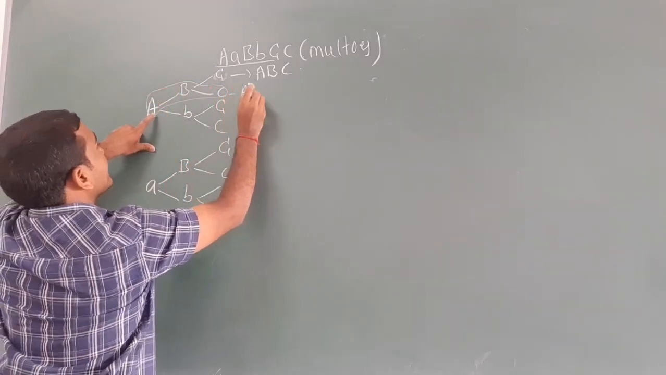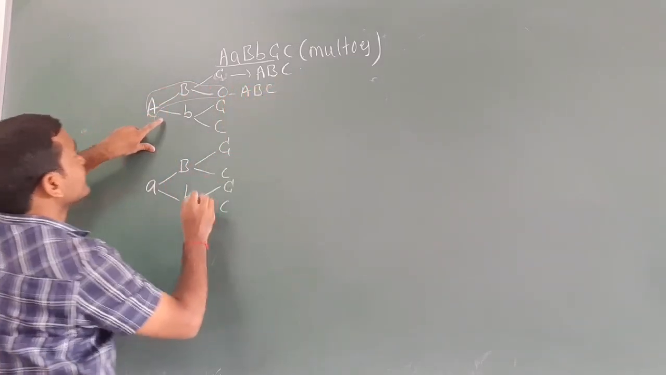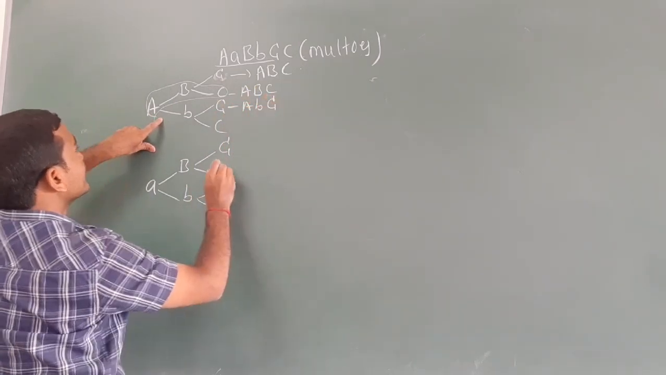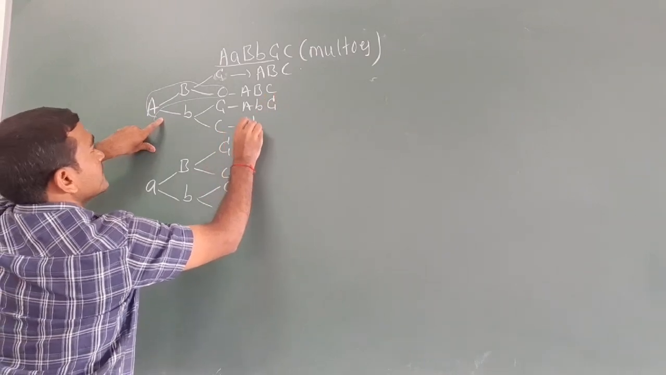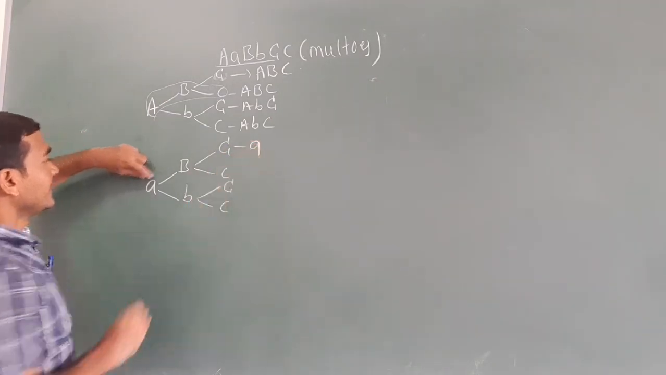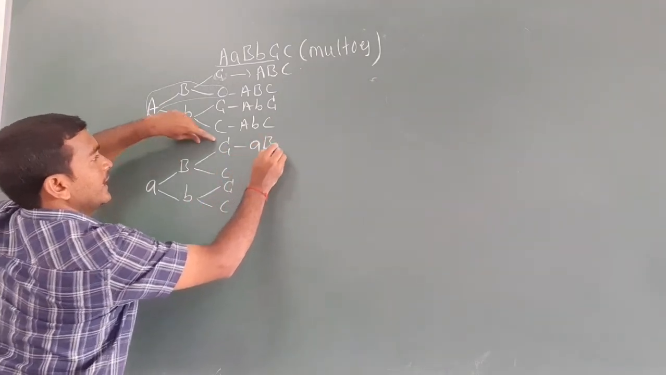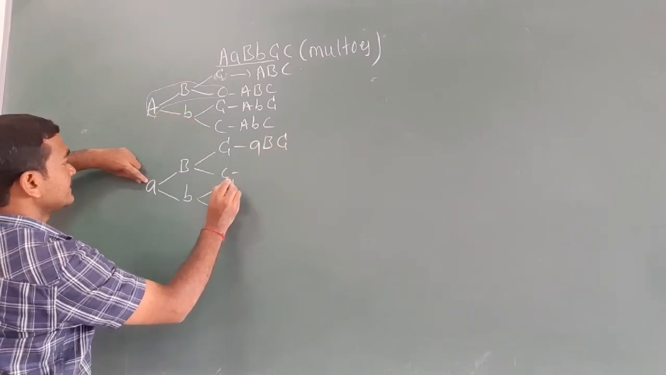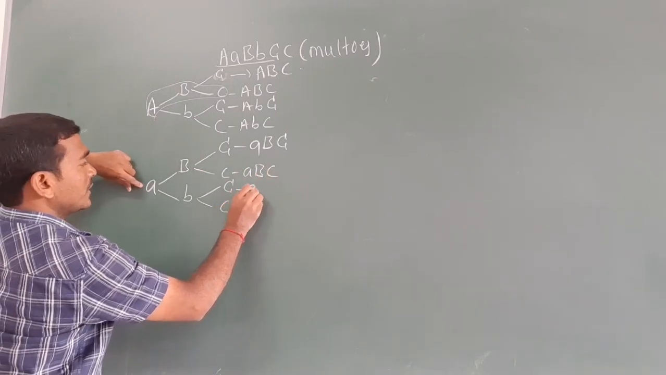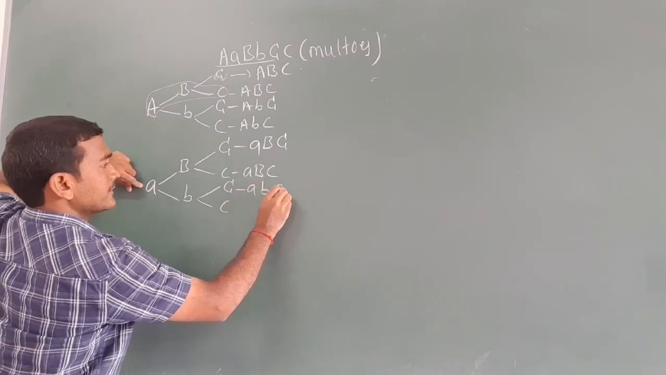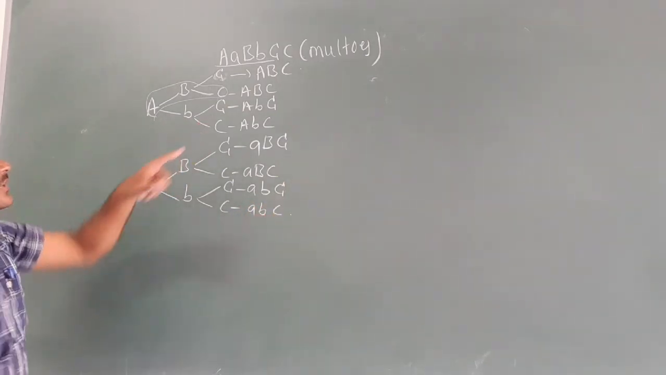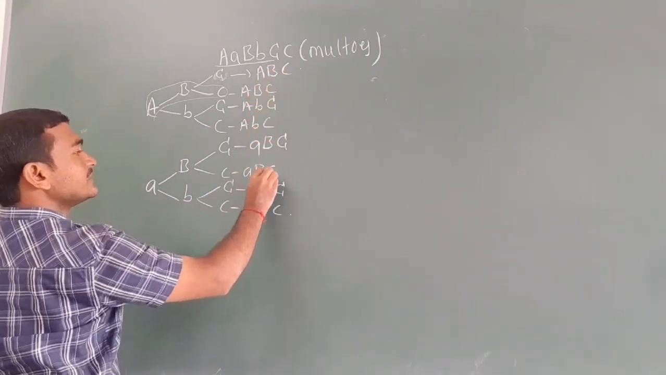See again, capital A, capital B and small c. Now here capital A, small b and capital C. Now capital A, small b and small c. Now here, small a, capital B and capital C. Now small a, capital B and small c. Now small a, small b and capital C. Then small a, small b, small c. How many? 1, 2, 3, 4, 5, 6, 7, 8.